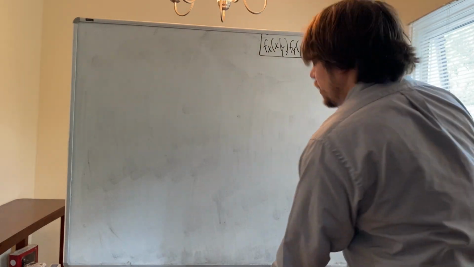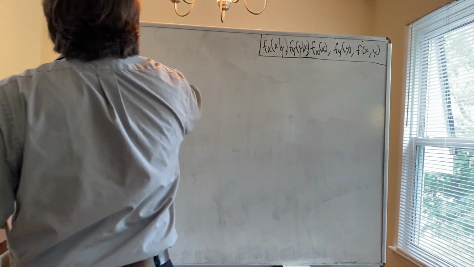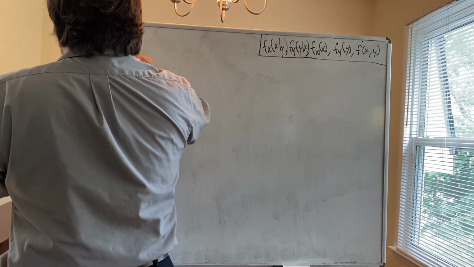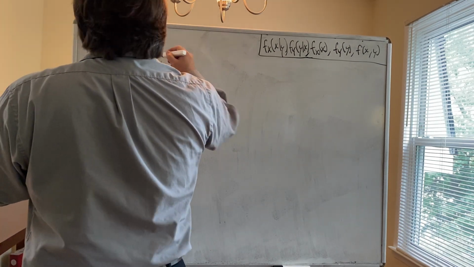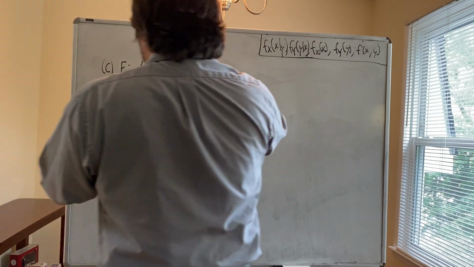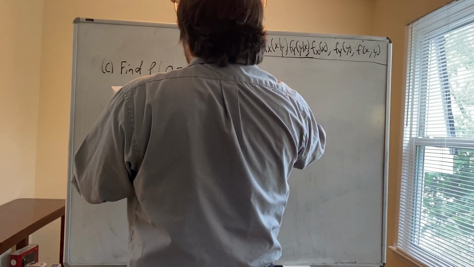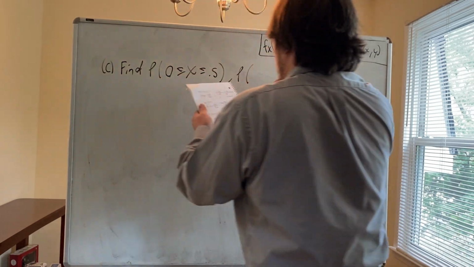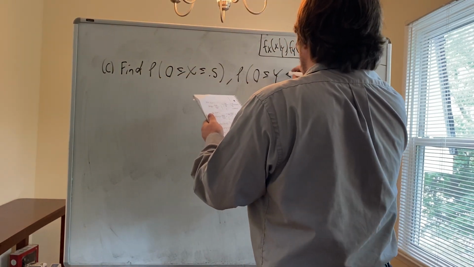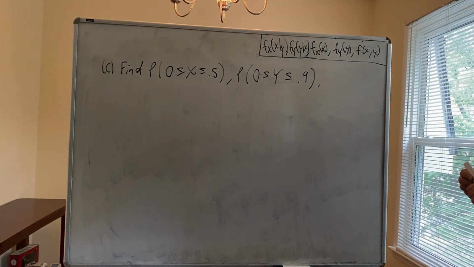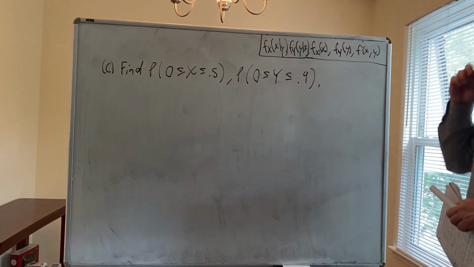We have part C, the same example 7.15. Find the probability that 0 is less or equal to x less or equal to 0.5, and the probability that 0 is less or equal to y less or equal to 0.4. Okay, find those 2 probabilities.